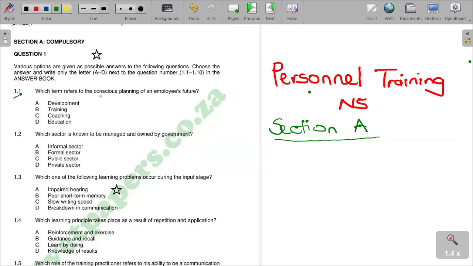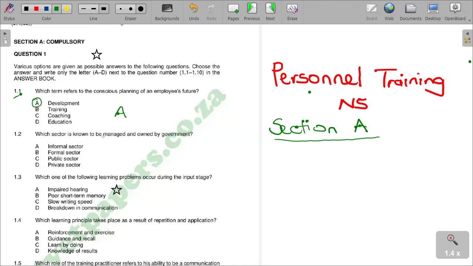Which term refers to the conscious planning of an employee's future? When the organization is planning the employee's future, we call it development. Development, right? Which is A. Right, let's go to 1.2.